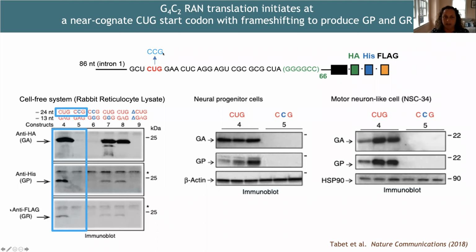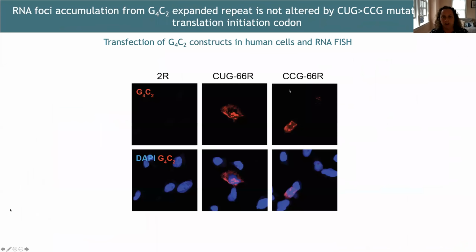I'm showing you just one slide of this published work, where we mutated the CUG that precedes the repeats into a CCG, both in cell-free system and in neuronal cell cultures. The mutation of the CUG into CCG alleviates the formation of the dipeptide repeat in the three frames. That strongly supports that the ribosome starts here, but then there's a frame shifting, and it then goes to both frames to produce poly-GP and poly-GR. But importantly, when we mutate this CUG into CCG, it has no impact on the formation of RNA foci.